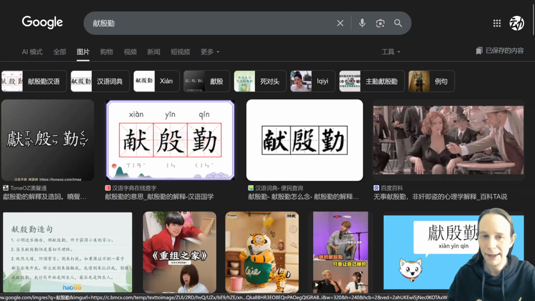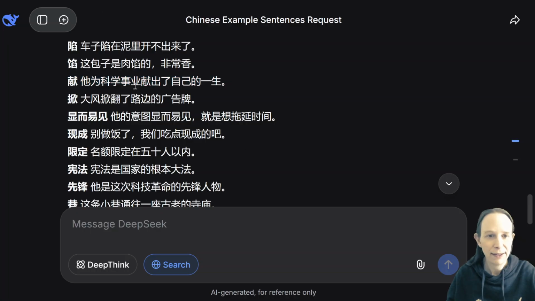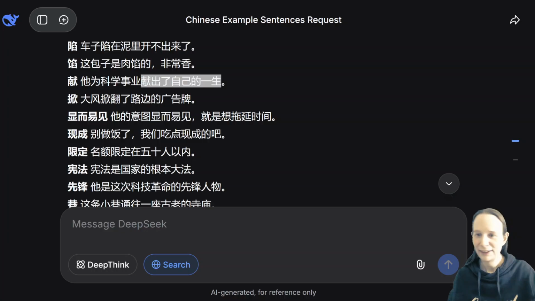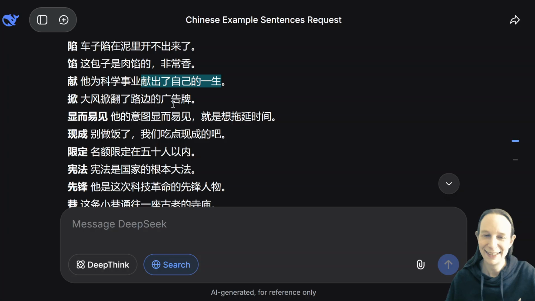现. So 现 here, 献出一生. So this is to give, but with a high degree of reverence. So that seems to be the most important part. The second one, you're kind of displaying something, displaying your skill or your attentiveness.